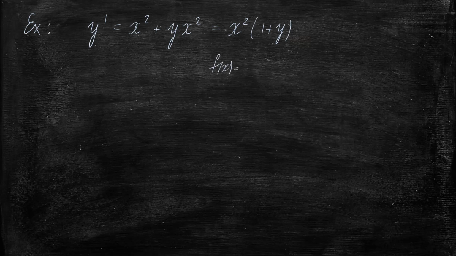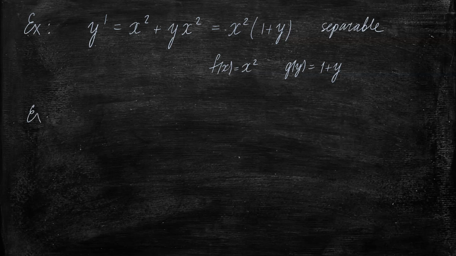I suggest you pause here before you answer the question, but tell me, do you think this is separable or not? And the answer is yes, because we can factor out x squared, and then we'll end up with a function of x, x squared, and a function of y, 1 plus y. So this is separable.